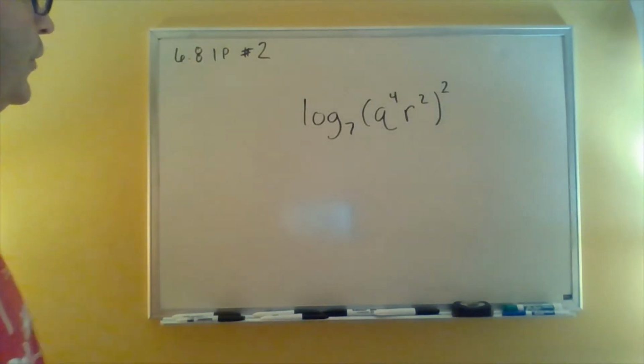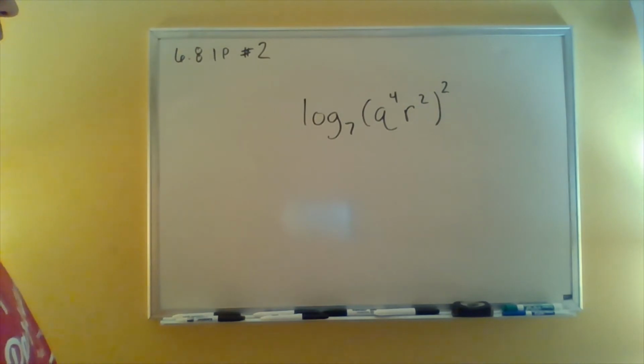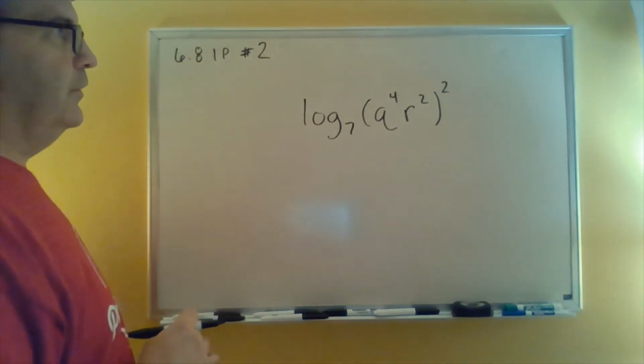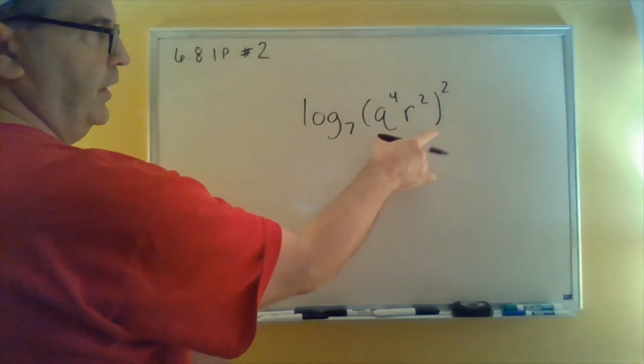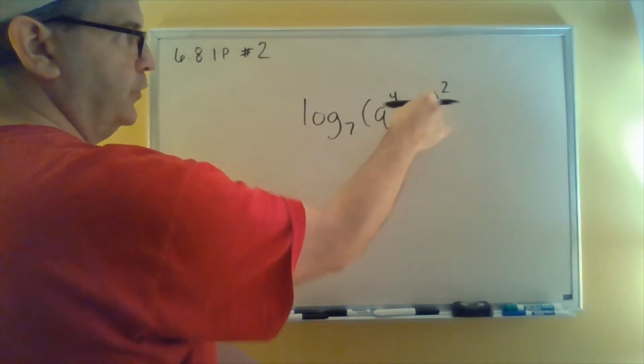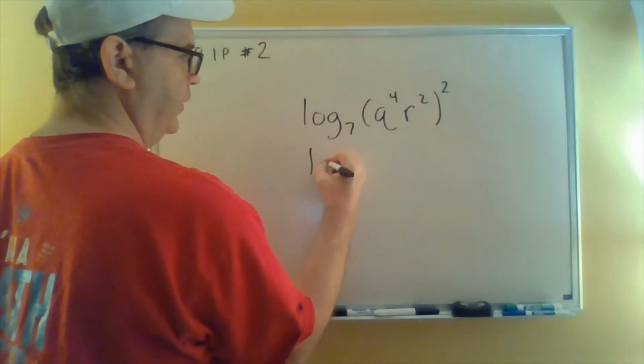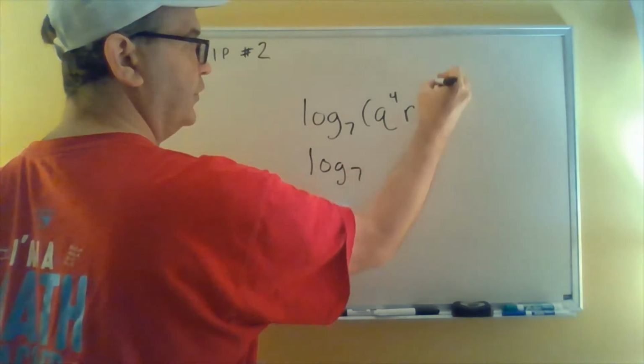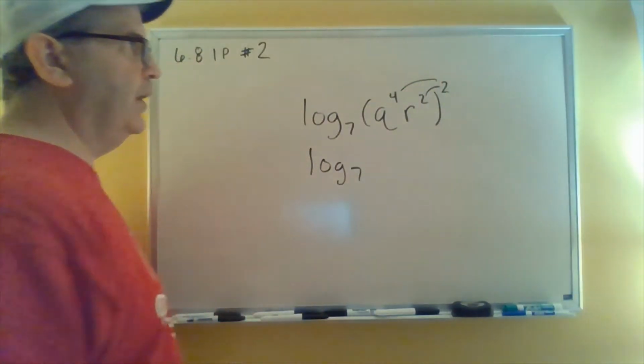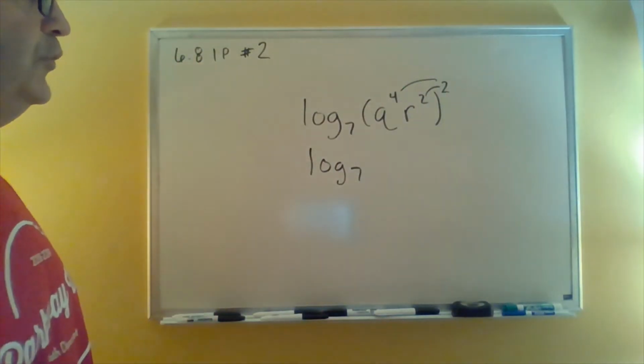Okay, here's number 2, log base 7 of that expression q to the 4th times r squared, that term right there squared as well. So I got a few things going on. First, I need to simplify what's going on in here, so I'm probably going to distribute that power through the set of parentheses. So I'm just going to take that exponent. Remember, when you're raising a power to a power, you multiply those exponents.